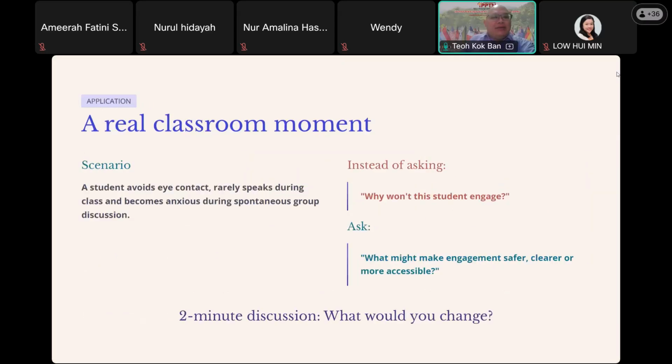All right. So now, I would like us to apply this to a simple situation. Imagine there's a student who avoids eye contact, rarely speaks in class, and becomes anxious during spontaneous group discussion. A very quick interpretation might be, why won't this student engage? Isn't it? We will ask in that sense.